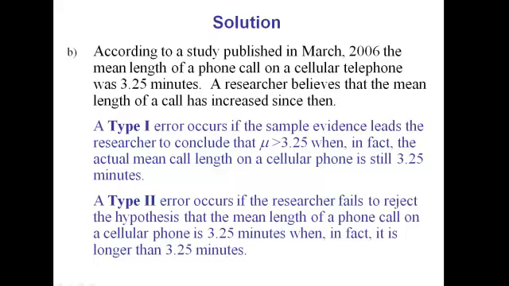In our second example, the null hypothesis was that the true mean length of calls made on cell phones was 3.25 minutes, and our alternative hypothesis was that this mean had increased. So a type 1 error would occur if we rejected the null hypothesis and concluded that the mean had increased when in fact it had not. However, if the mean had in fact increased, then we commit a type 2 error if we fail to reject the null hypothesis in favor of the alternative.